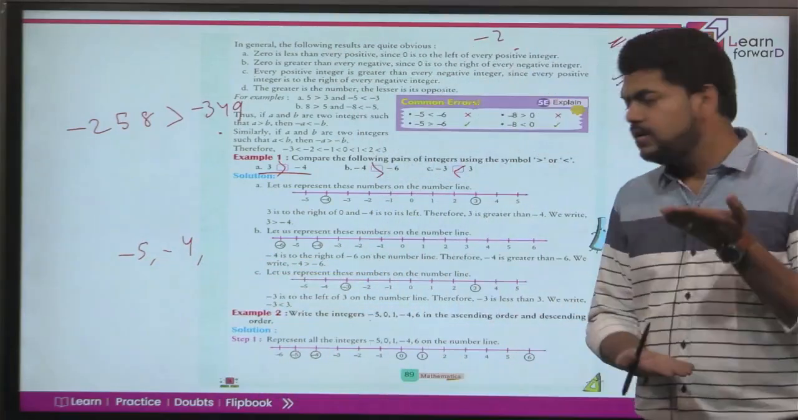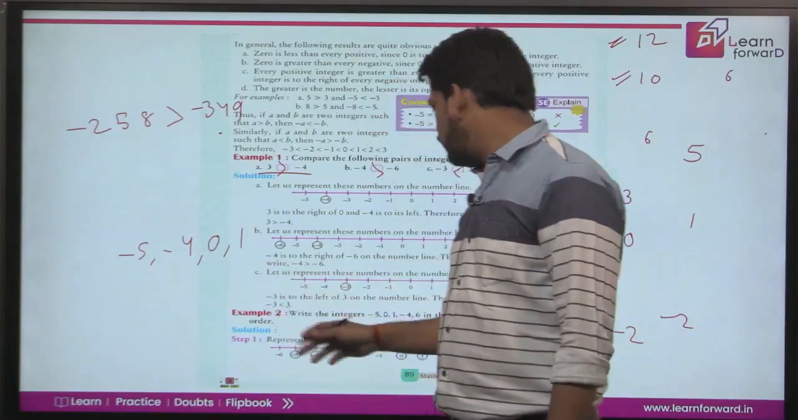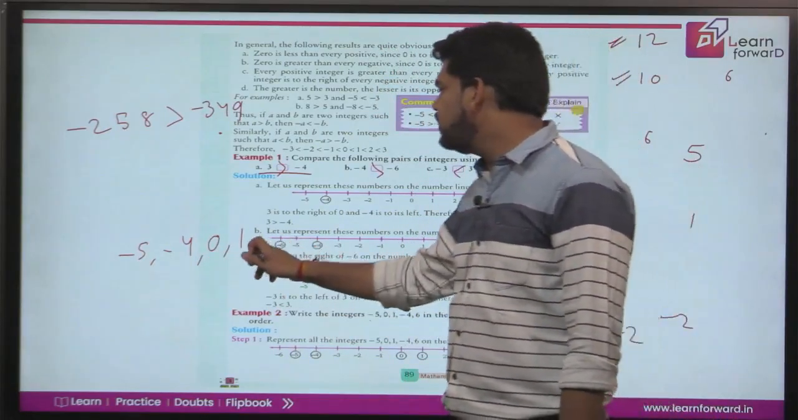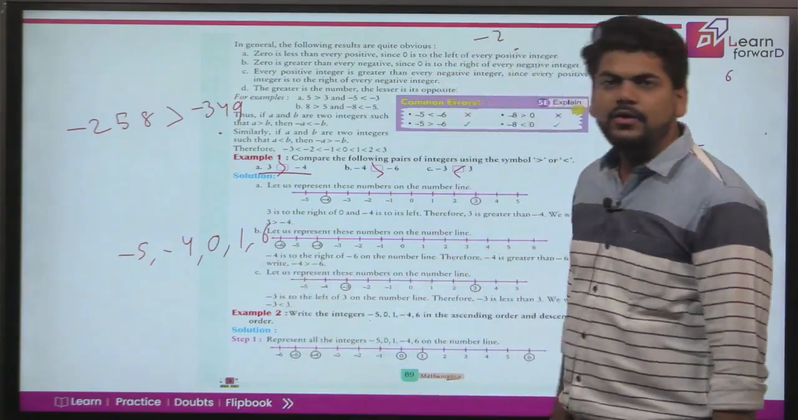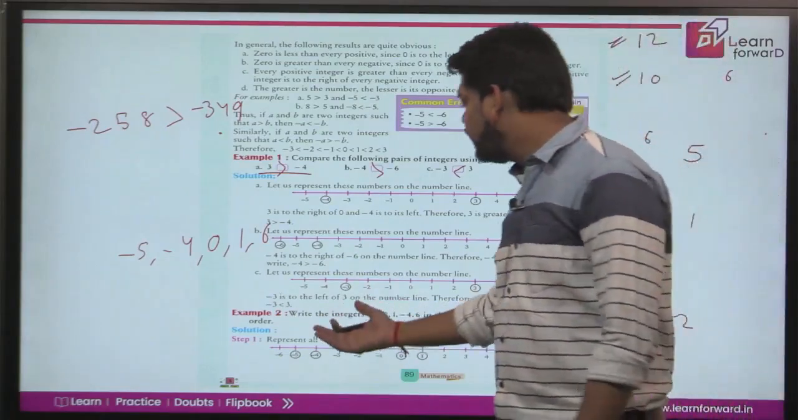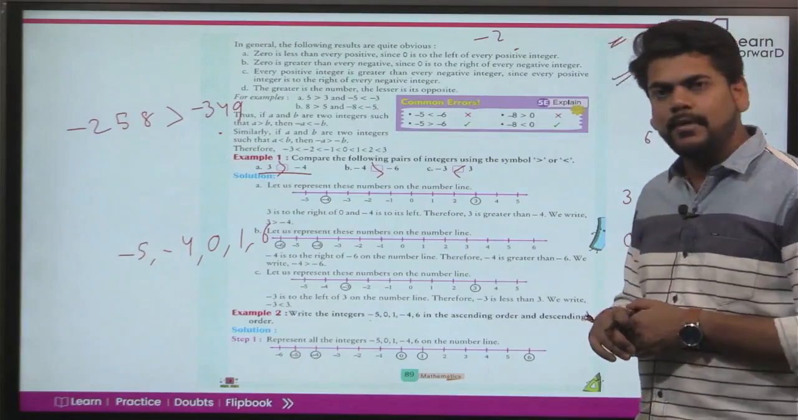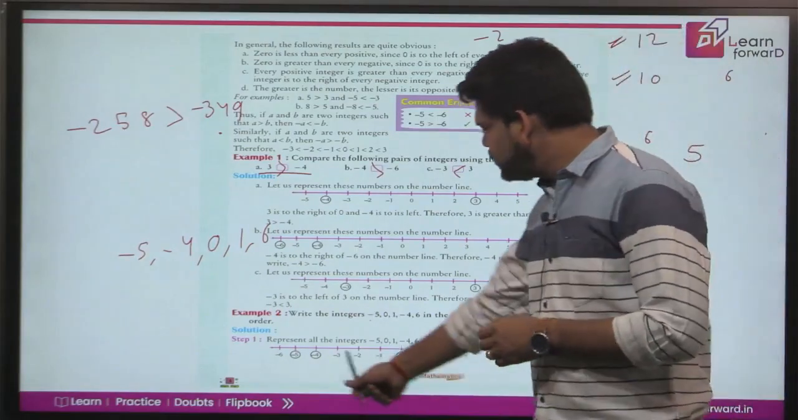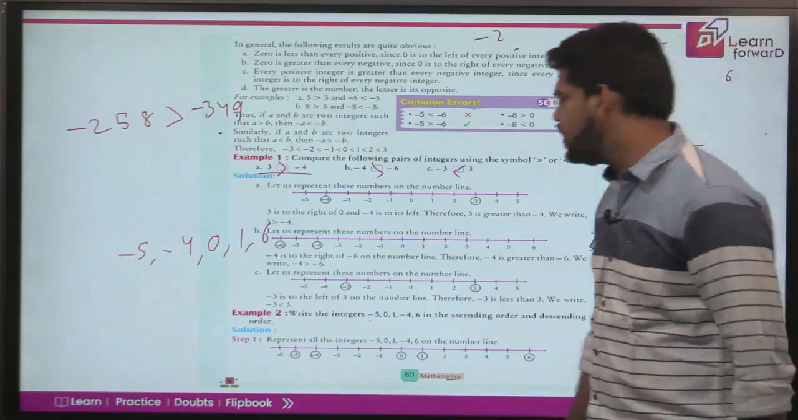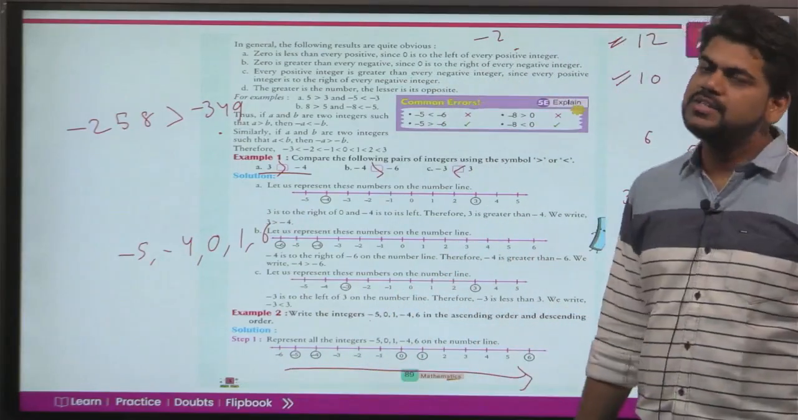Then, 0 will come. Then, 1 will come. And finally, the 6th floor will come. So, this is the easiest way to write down the numbers in ascending or descending order. Fine? Or you can do it by arranging them on the number line. Now you can see from left to right the numbers are increasing, so it's ascending order.